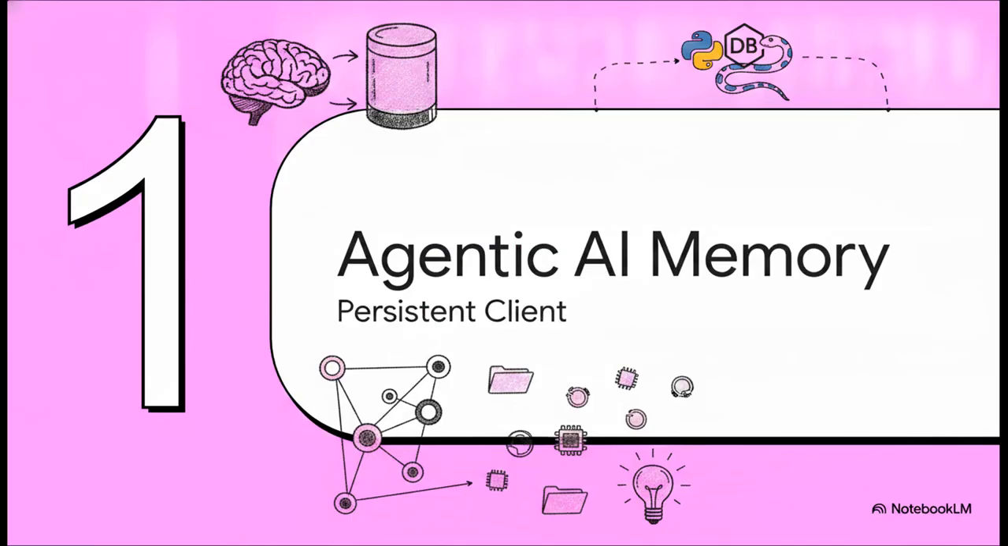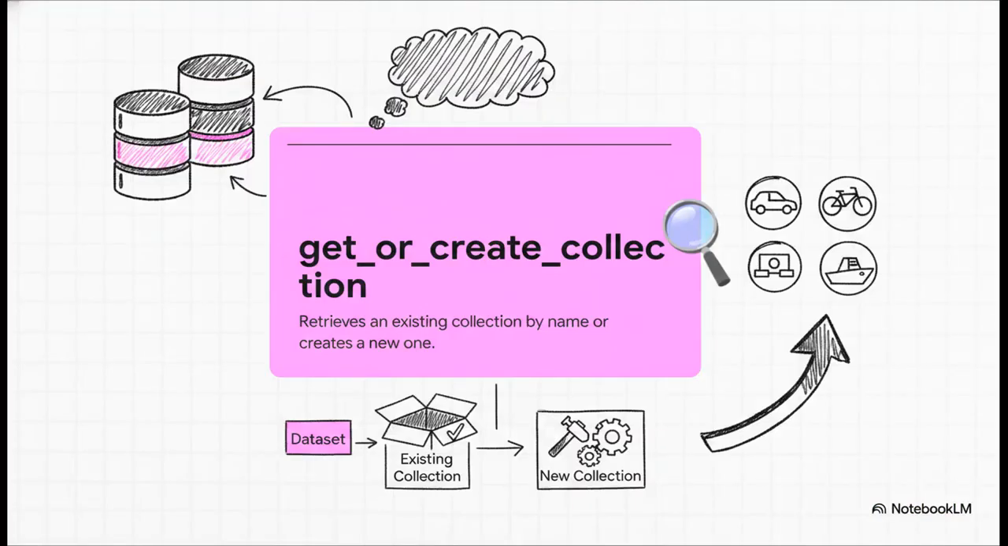Section 1. The agentic AI memory. So when we're coding in Python, we rely on a persistent client. Think of this as the long-term physical memory for your agentic AI that actually survives even when you close your code editor or restart your whole machine. Your AI doesn't just wake up with amnesia, its knowledge safely persists right there in your project folder.